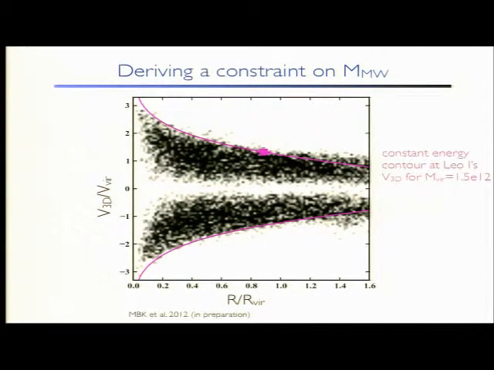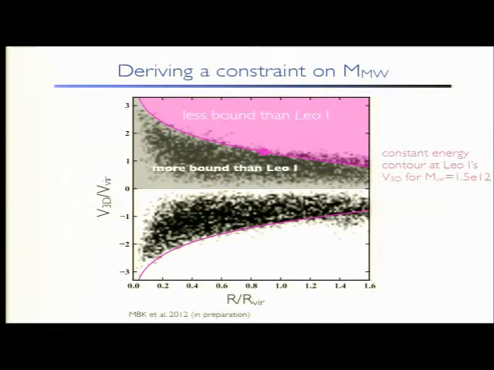Now, if we want to get a quantitative constraint, what we can do is take something like a constant energy contour for the 3D velocity of Leo 1. So this is how Leo 1 would move in energy space. Everything above that is less bound than Leo 1. Everything below that is more bound than Leo 1. So if we use something like this and just ask what's the probability of a given subhalo being more bound or less bound than Leo 1, taking into account the full Monte Carlo phase space errors for Leo 1's proper motion, we can start to derive a mass for the Milky Way.